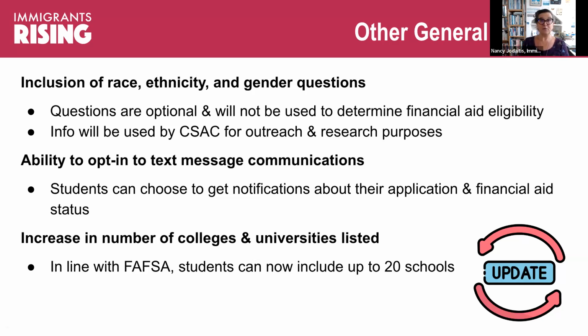They can opt in for text message communications. And I think that's a great way, since lots of students are not always checking their portal or their email, they can opt in to get a text reminder. And you can now list up to 20 schools.